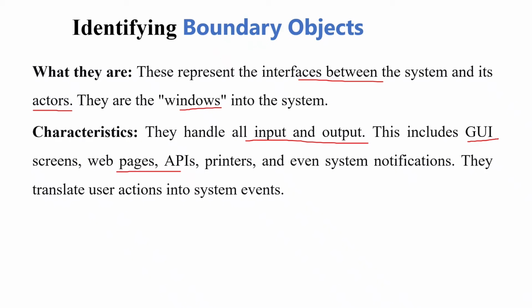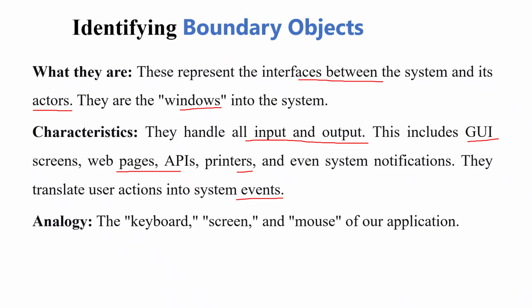It can be an application programming interface, or a printer, or even system notifications. They translate the user action into system events. It applies to what we give as input from the keyboard or what result we see on the screen. This is the face of our application. Any input or output statements it handles come under the boundary object.